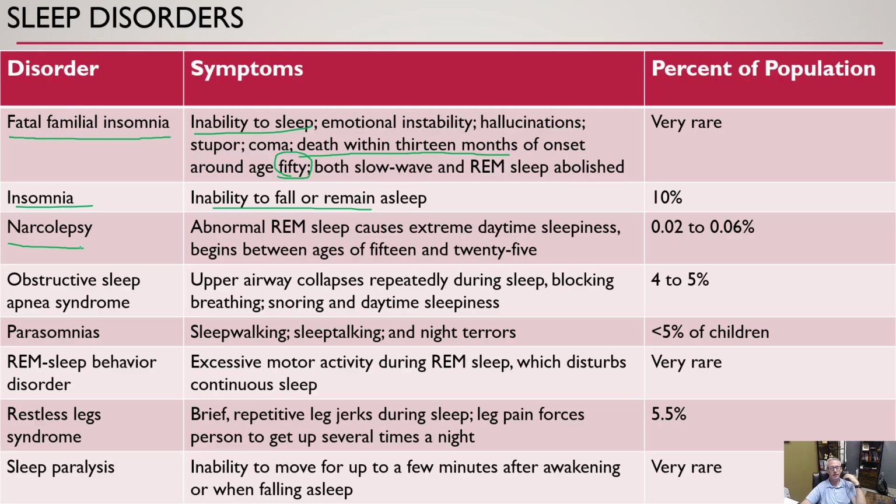Narcolepsy, basically, you fall asleep throughout the day. It's not because you didn't get enough sleep the night before. It's just you're doing something and you just fall asleep. Obstructive sleep apnea, typically due to being overweight, you snore at night because your tongue falls in the back of your throat. Like I said, typically due to being overweight, you might be wearing a CPAP.